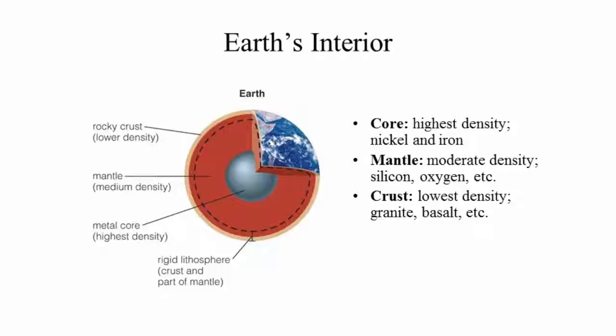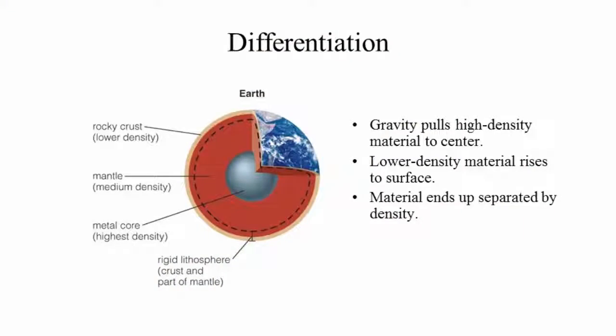Why is the interior separated in this way? Well, this is due to a process called differentiation. Differentiation simply means that gravity pulls slightly harder on higher density material than lower density, and as a result, the higher density material gradually migrates towards the center. The lower density material instead gradually floats towards the surface, and therefore we have these 3 basic regions of the Earth. Now it is obviously a bit more complex than that, but this will suffice for our purposes.